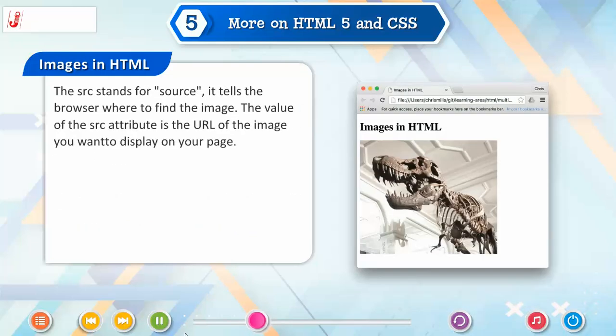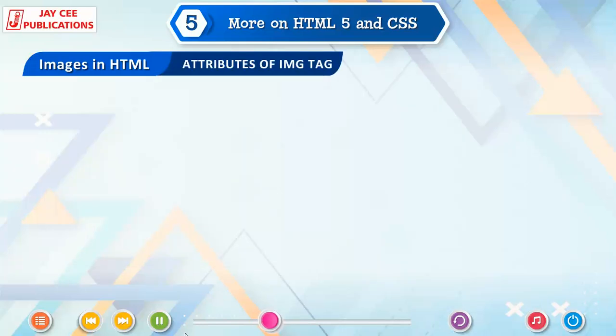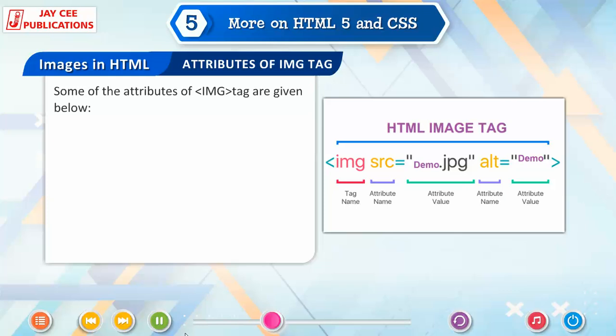The src stands for source. It tells the browser where to find the image. The value of the src attribute is the URL of the image you want to display on your page. Attributes of the IMG tag. Some of the attributes of the IMG or image tag are given below.